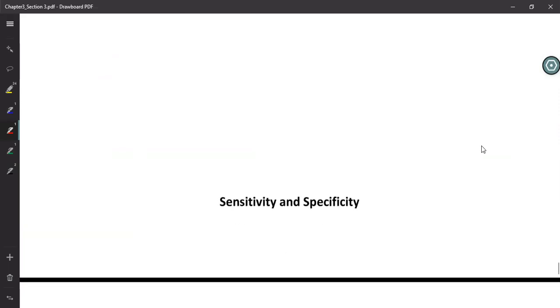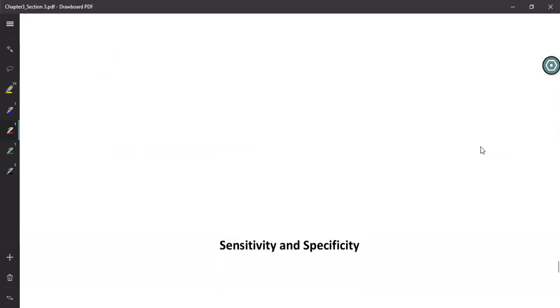The next day, let's talk about sensitivity and specificity, because that is something very useful in the medical field, and you will be using it a lot, which requires some knowledge about conditional probability.